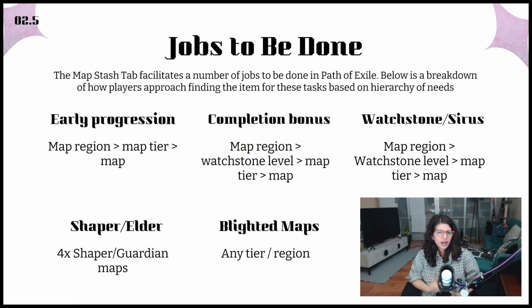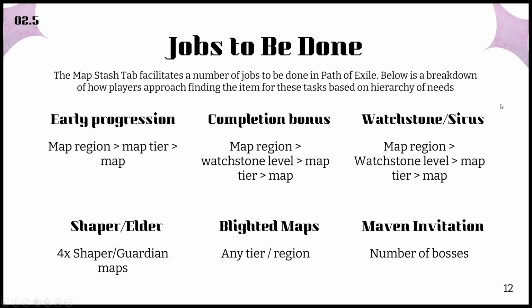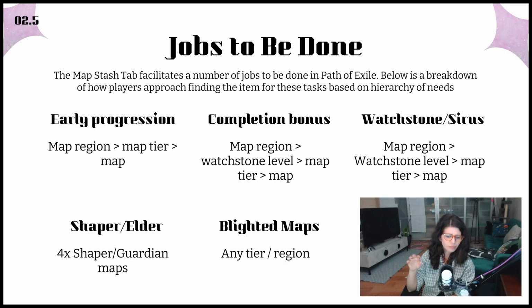Following on from that, instead of using personas, I wanted to focus on jobs to be done. So like I said before, with the turquoise areas, there's quite a few different things that you can do in regards to mapping, and that changes how you want to interact with the map tab or map items. You've got early progression, completion bonus, watchstones and Cirrus, Shaper or Elder, Blighted maps, and Maven invitations. And all of those affect how and why and which maps you need to use.